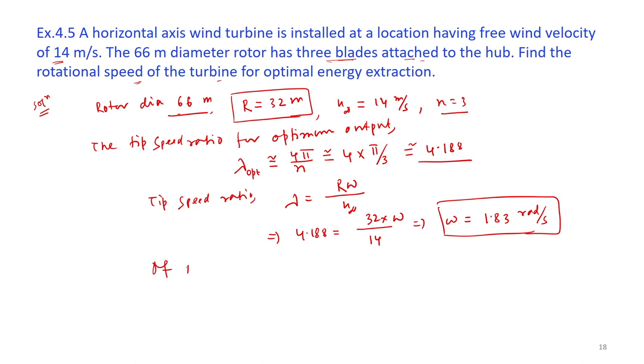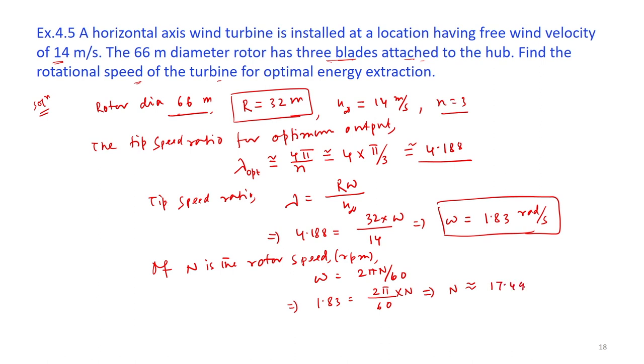So if n is the rotor speed in RPM, then omega is twice pi n by 60. If we substitute the value of omega from here, we can find out the rotor speed, which is nothing but n equal to 17.49 RPM, or maybe 17 RPM. So, for optimum energy extraction, rotor speed should be maintained at approximately 17 RPM.